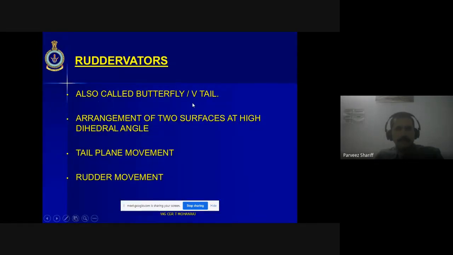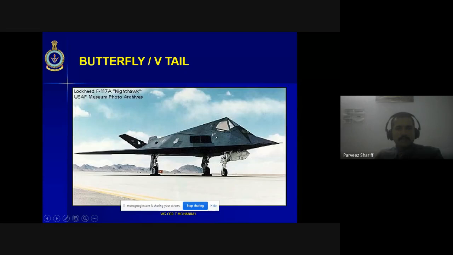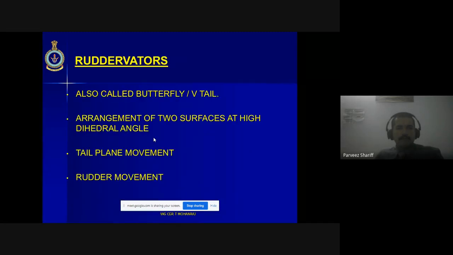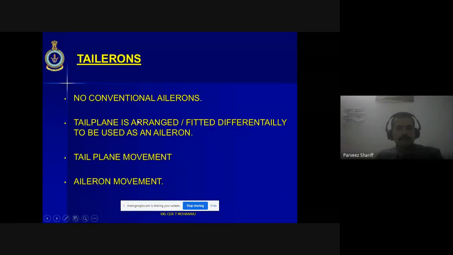And radiators, so basically it's a V-tail structure. It looks like a butterfly. So this is the example of the V-tail. So we have the two here. It is not the vertical stabilizer now. Now it is a kind of a V shape. We have two V butterfly type elevators. It is elevators plus rudders. The ailerons, no conventional ailerons.